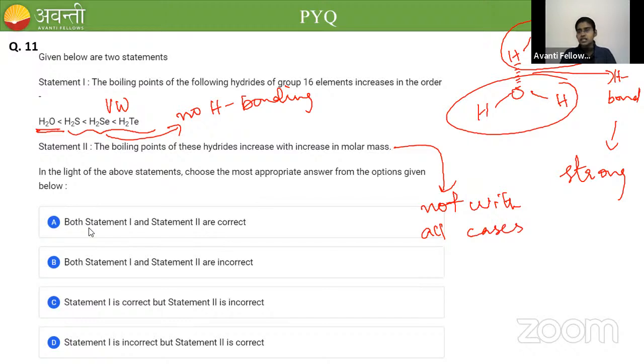In some cases like H2O, since they are able to form this type of hydrogen bonding interaction, there will be some exceptions. Tellurium has the highest molecular mass compared to oxygen, but due to hydrogen bonding, there is an exception. So statement 2 is also incorrect. So both statements are incorrect is the answer for this question. Clear? So let's move on to the next question.